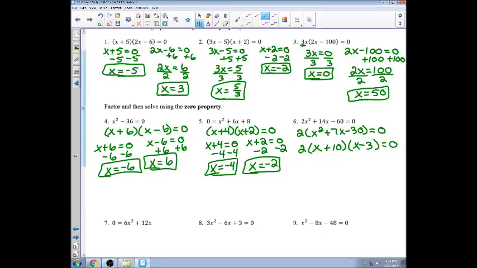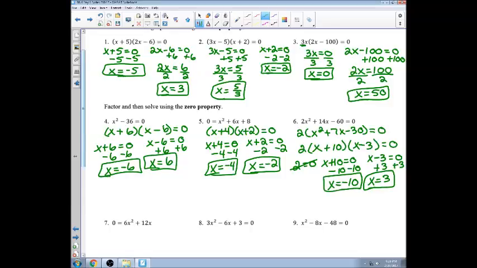I'm going to set everything equal to 0, even this 2. But once you see that 2 is not equal to 0, right? I can go ahead and cross that out. But x plus 10 is equal to 0. Subtract 10. X would equal negative 10. X minus 3 equals 0. Add 3. So x would equal 3.